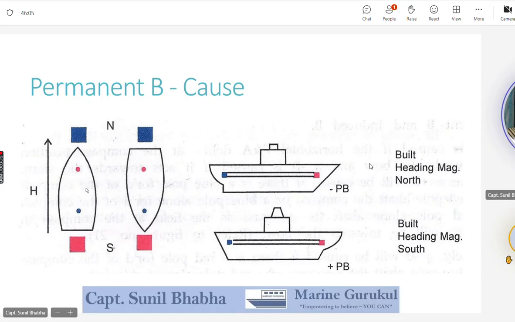Now, if the ship is built on a northerly heading, the magnetic lines of force are going to enter from the stern of the ship and leave out from the bow of the ship. Wherever the lines enter, that end gets a blue polarity, and wherever the lines come out or leave the ship, that gets a red polarity. So a ship on a northerly heading has a blue stern because the lines are entering there, and has a red bow because the lines are leaving out from the bow. Is it clear now? Okay, sir. Thank you, sir.